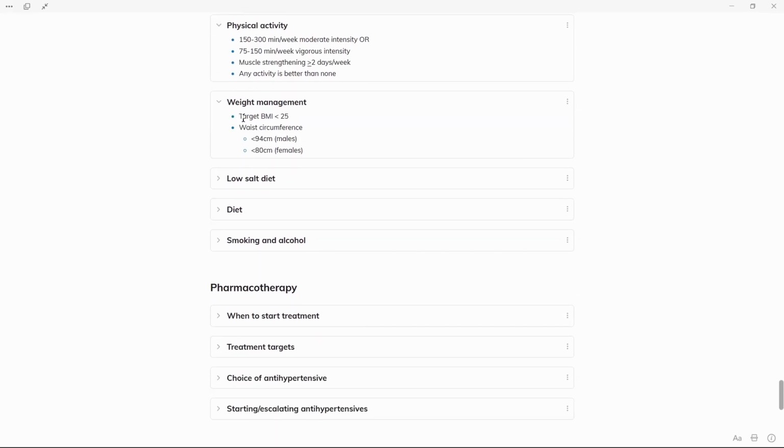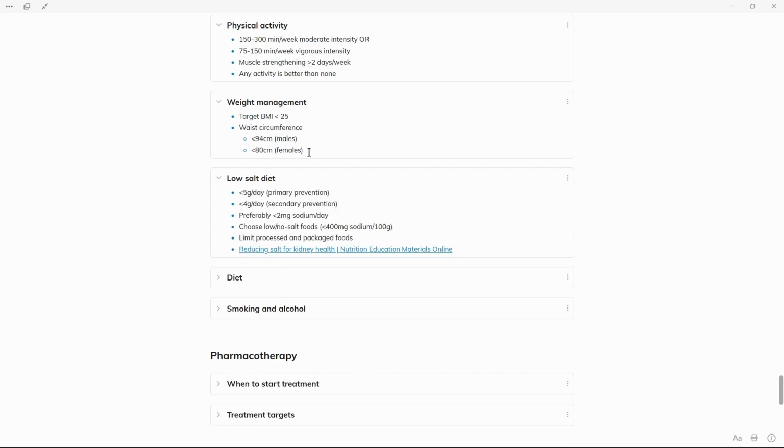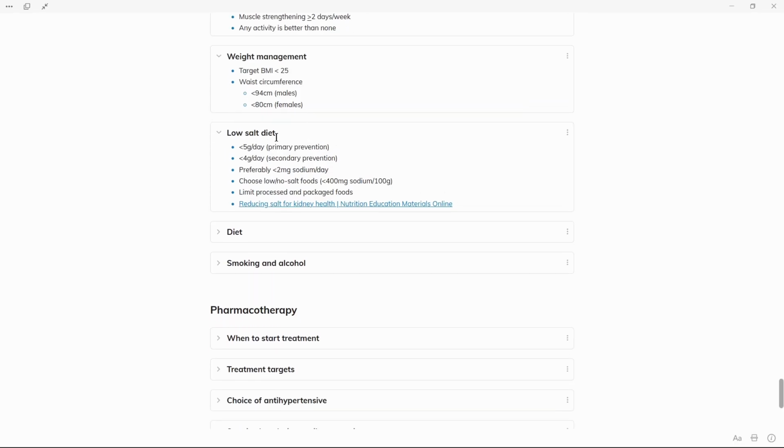For weight management, we try to aim for a target BMI of less than 25 and a waist circumference in Caucasians of less than 94 centimeters in males and less than 80 centimeters in females. The waist circumference targets will be different for Asian populations and African populations as well. A low salt diet is very important for management of hypertension.